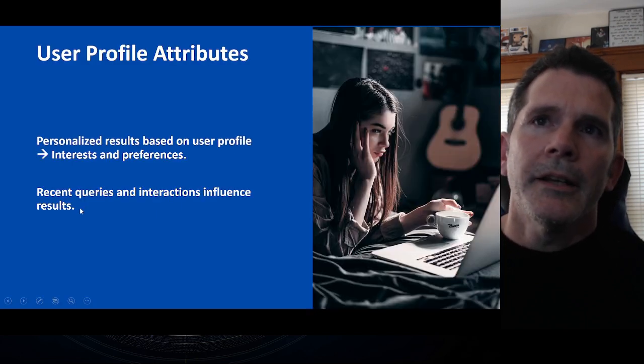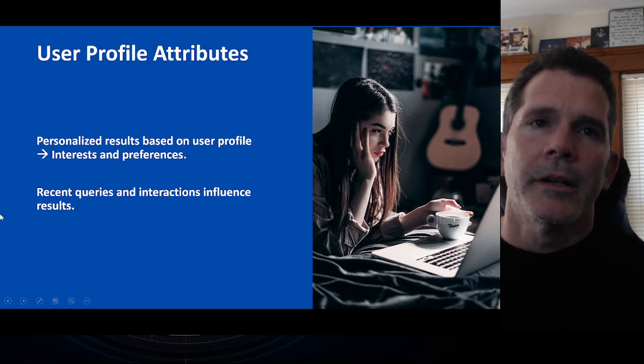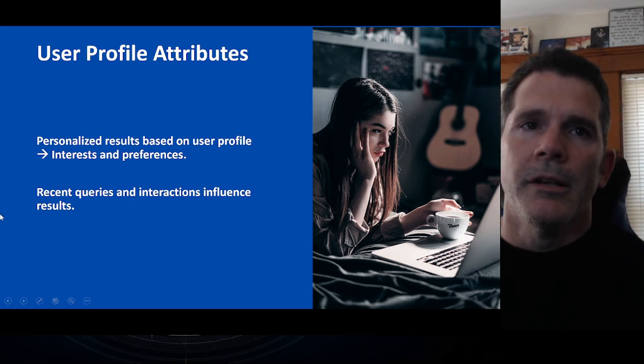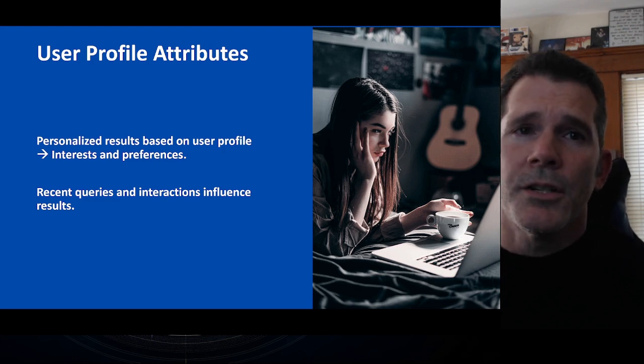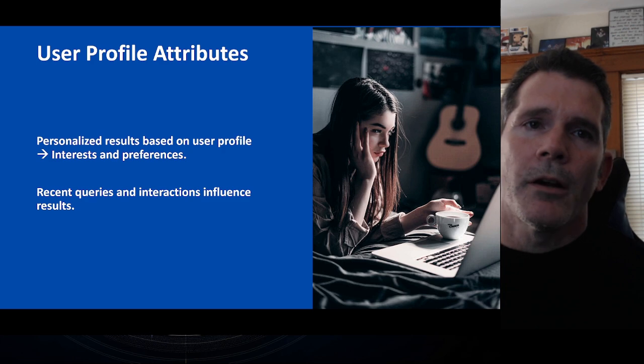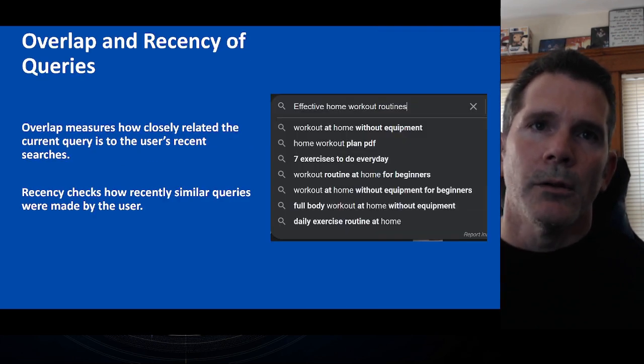So look at the user profile attributes. Personalized results are based on user profiles. These can include interests, preferences, and such. Recent queries and interactions also influence the results. For example, if a user frequently searches for technology news, the system might prioritize tech related results, even if the current query is more general.